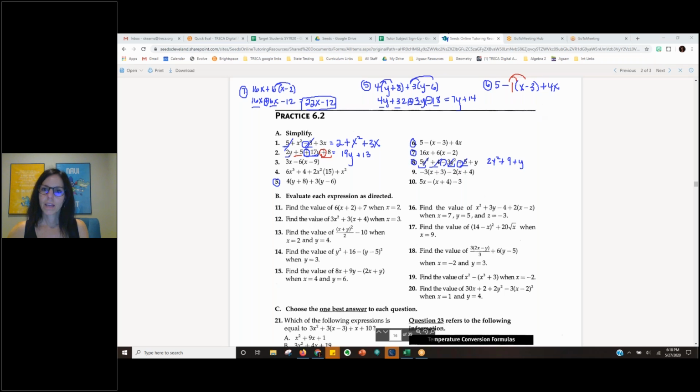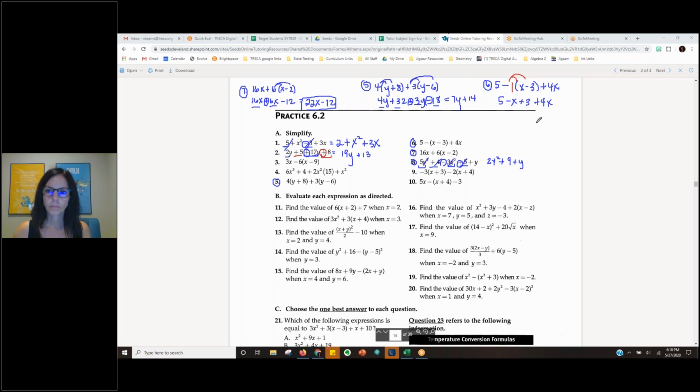Okay. This gives us 5, and a negative 1 times x just gives us negative x, and a negative 1 times a negative 3, negative times negative, gives us plus 3. Now, you're not going to keep distributing. You did it to everything inside the parentheses.